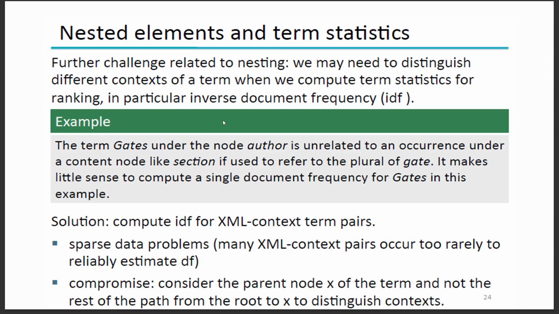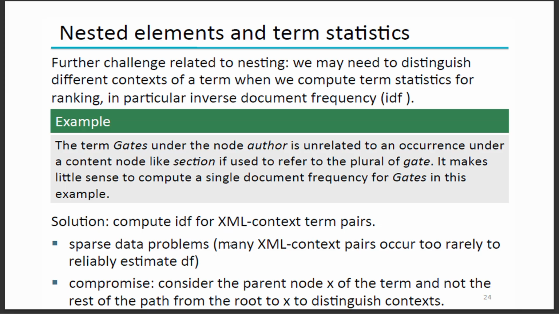Now we may need to distinguish different contexts of a term when we compute term statistics. The solution for this problem is to compute IDF for XML context terms. For example, the term gates under the node author is unrelated to an occurrence under a context node like section, if used to refer to the plural of gate. It makes little sense to compute a single document frequency for gates in this example.